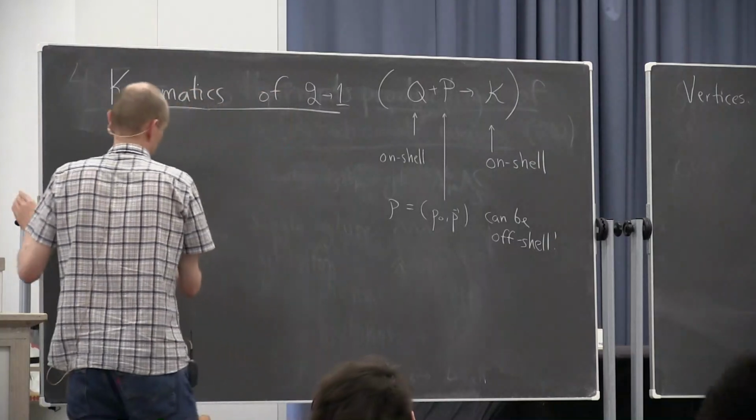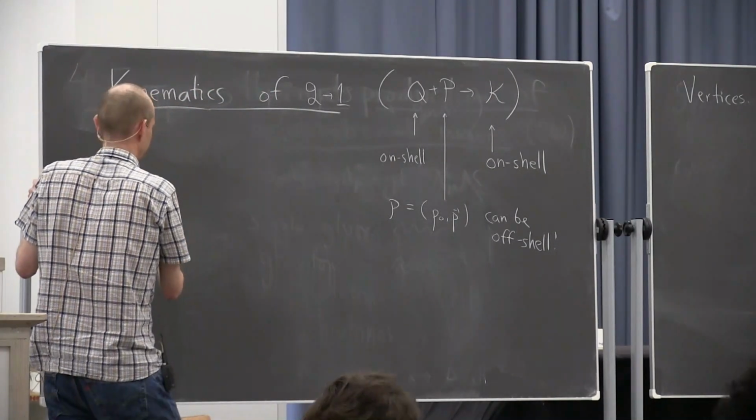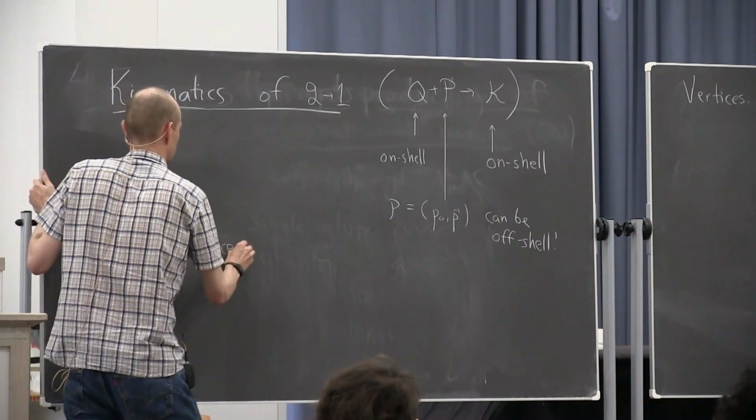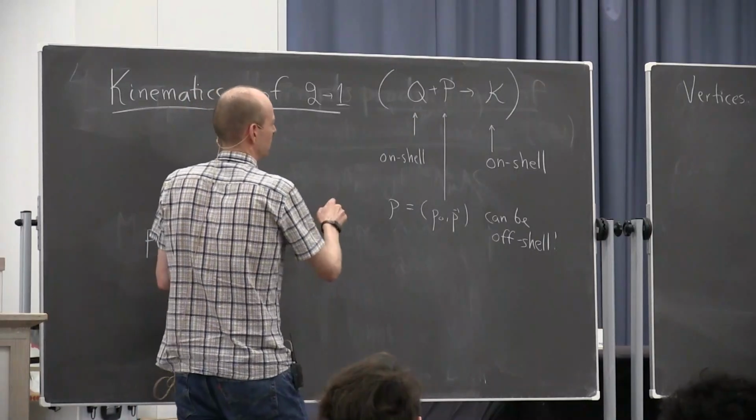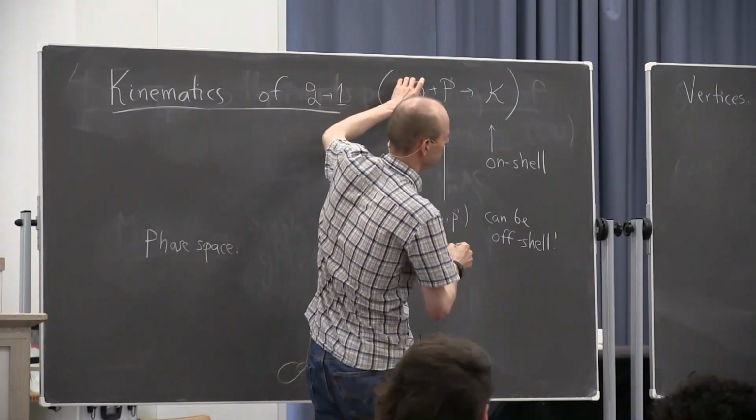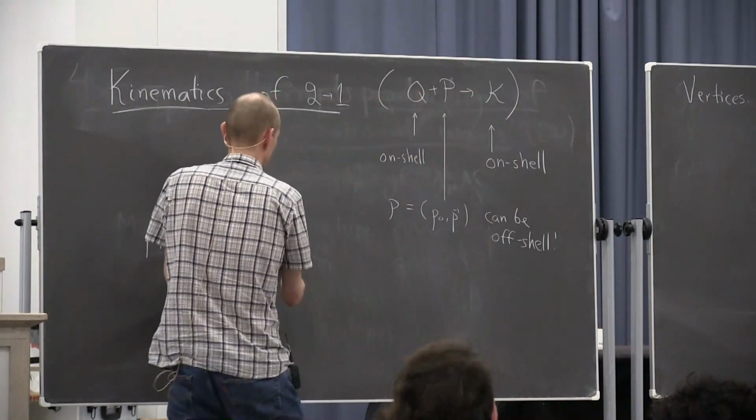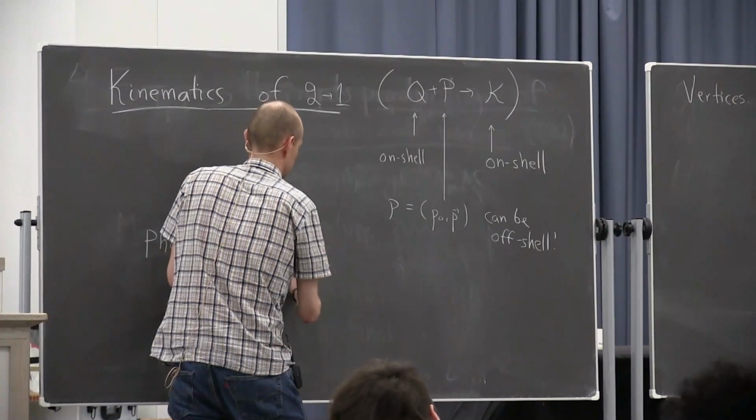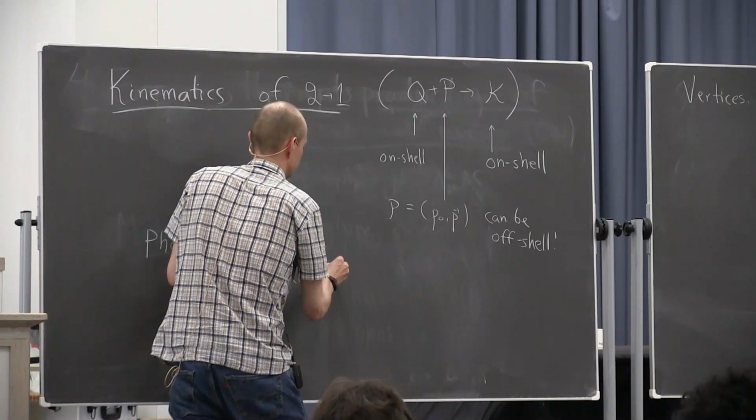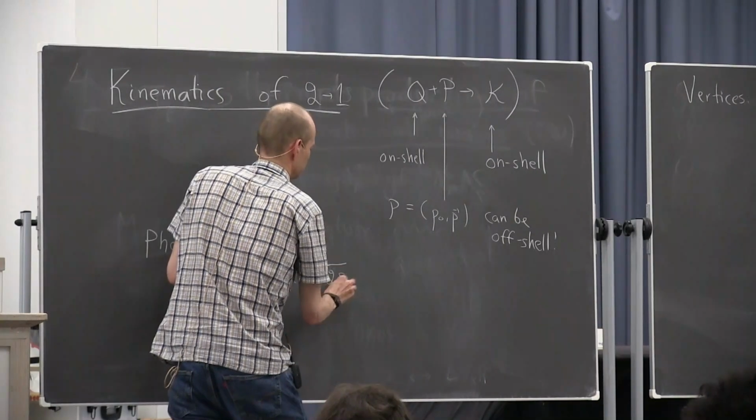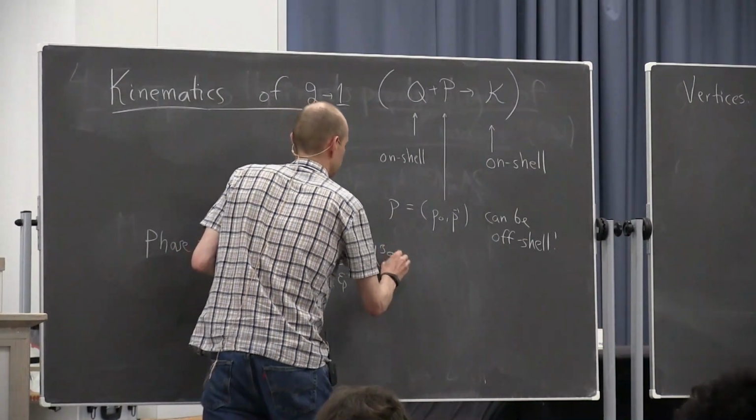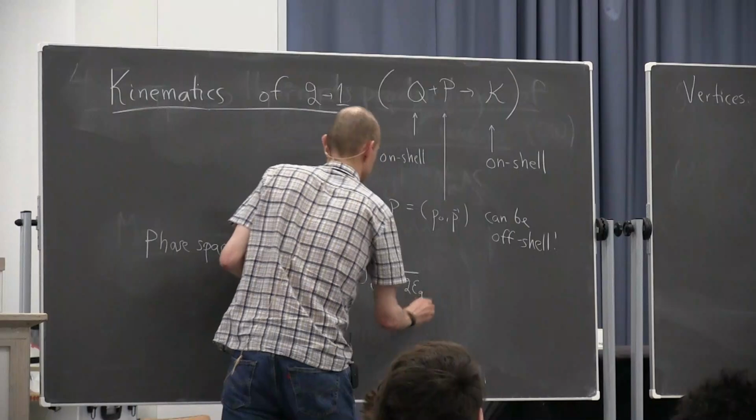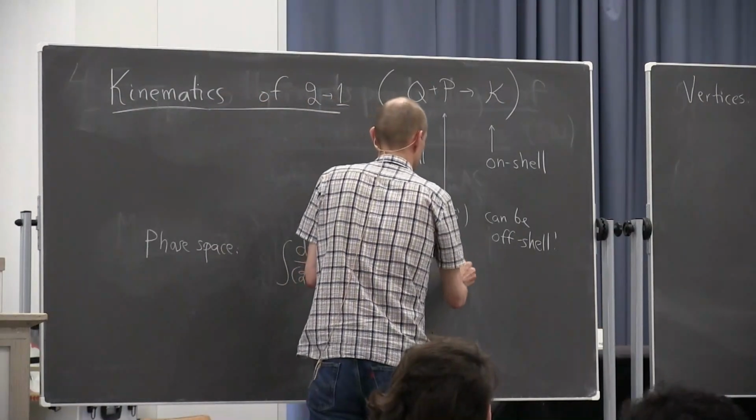And so this means that when we do the phase space, normally if we were writing the phase space for 2 particles coming together, we would have d3p over 2 pi cubed times 2 times the energy, if it were on shell, d3q over 2 pi cubed 2 times the energy, and then the energy momentum conservation.